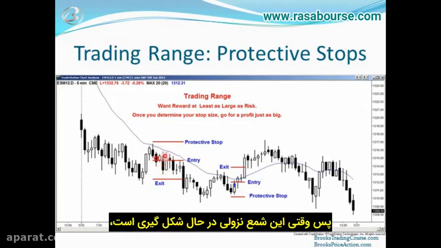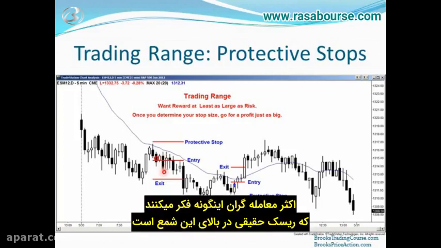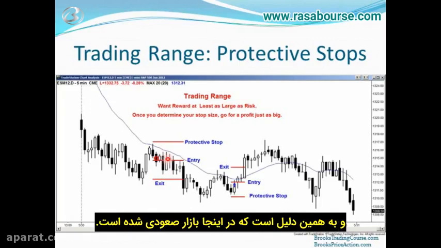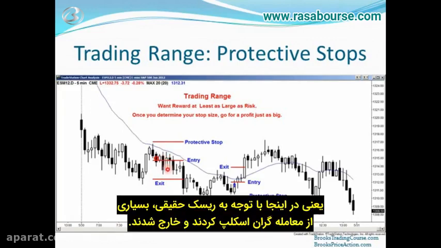So as that bear bar is forming, a lot of traders would say, oh, my actual risk is probably above the high of the bar. My reward now is equal to my actual risk. I'll take profits. And that's what happened, and that's why the market reversed up there. A lot of traders scalped out of their shorts based on their actual risk.